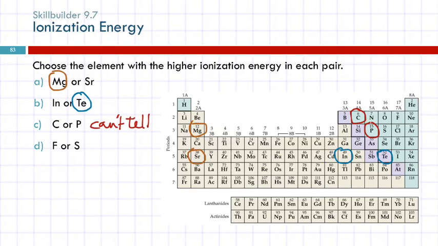Fluorine or sulfur? Here's fluorine, here's sulfur. Again, we've got the diagonal. We just have to look at both of the trends. Going across, ionization energy gets stronger. Fluorine should be stronger. As it goes down, it gets weaker. Sulfur should be weaker. Fluorine should be stronger. So they both predict that fluorine would have the larger ionization energy. So that one's going to be fluorine. Okay?